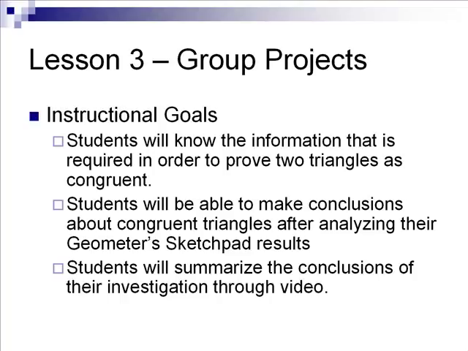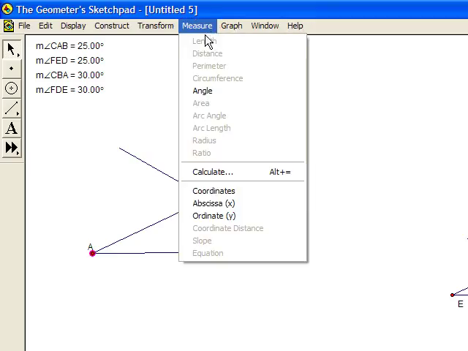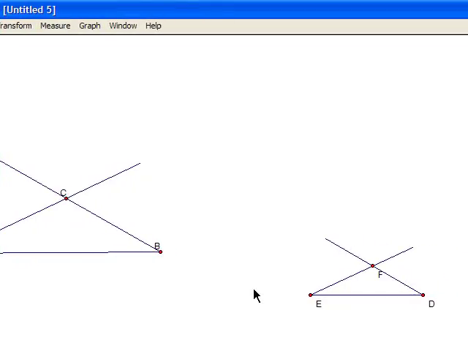In their groups, students used the software Camtasia Studio to make recordings and summarize their conclusions about congruent triangles in Geometry Sketchpad. Here are some students' projects shown now.